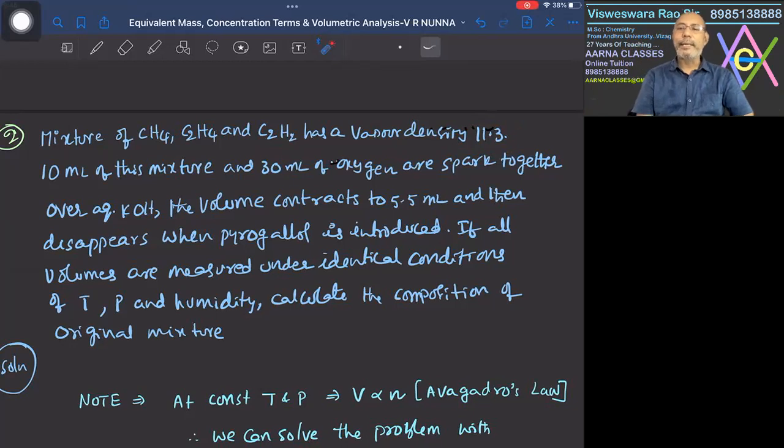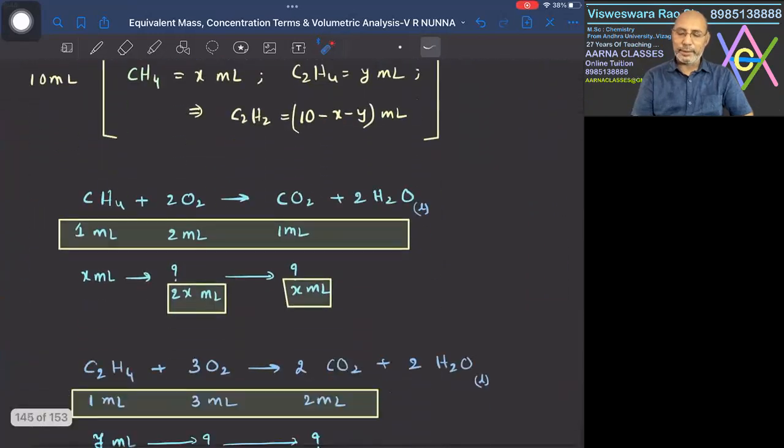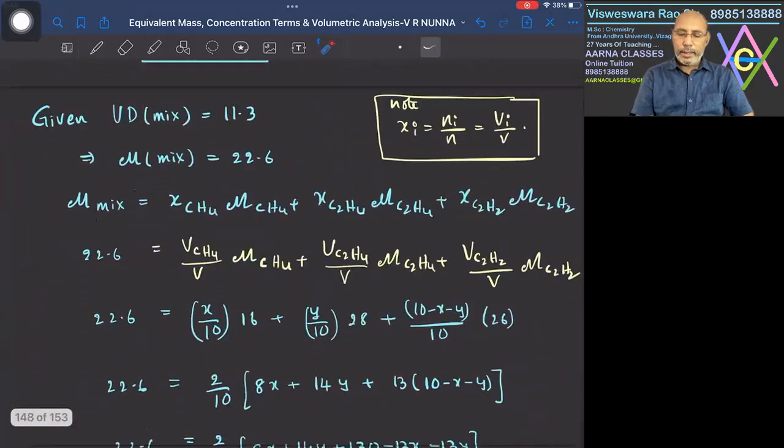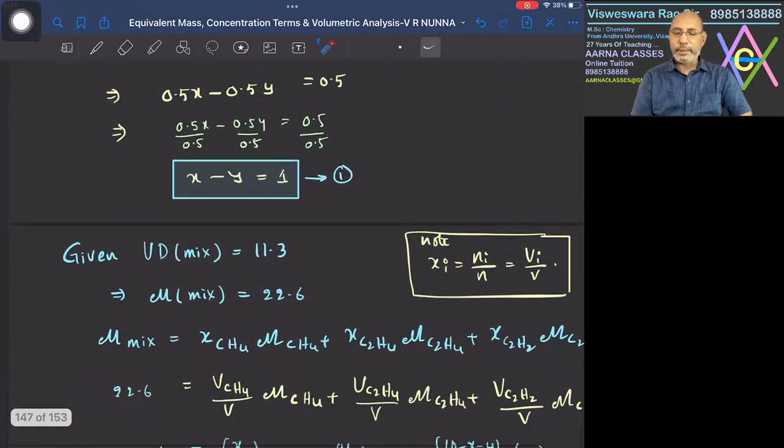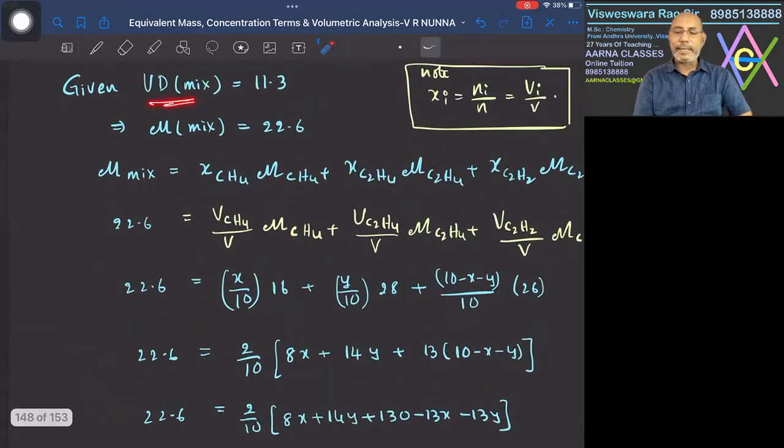What is that 11.3? That 11.3 is nothing but the vapor density of the mixture. So the vapor density of the mixture is 11.3. You can find the molar mass of the mixture. You already know the equation related to molar mass of a mixture. I am going to use that. Okay, after this first equation, I will come to that point now. So this is given, vapor density of mixture is equal to 11.3. So molar mass of the mixture is vapor density multiplied by 2.